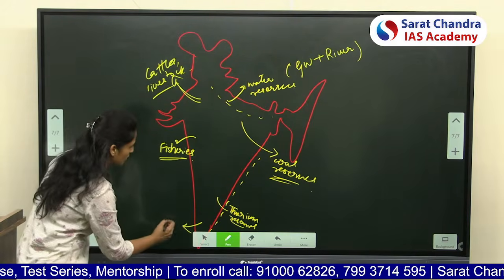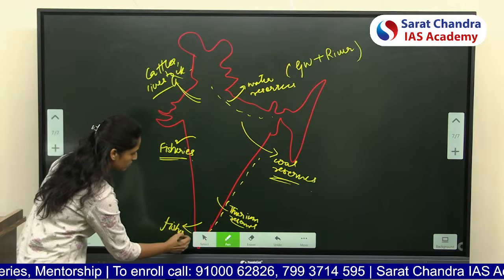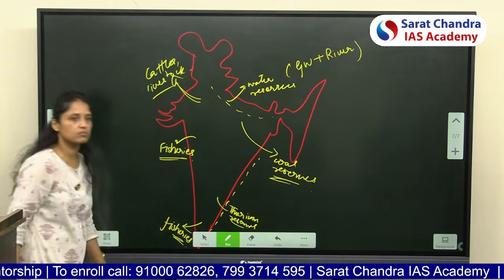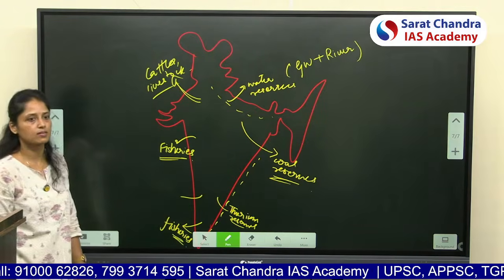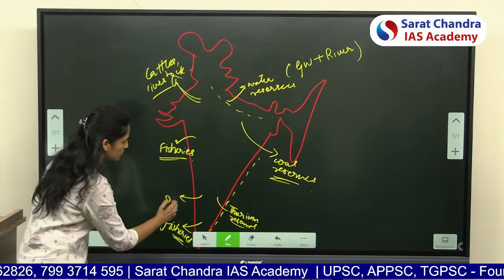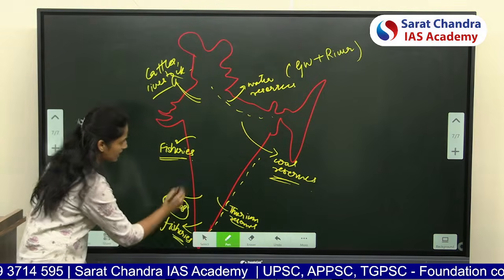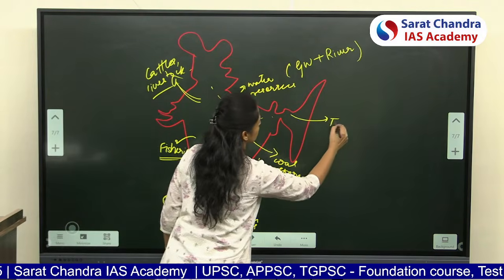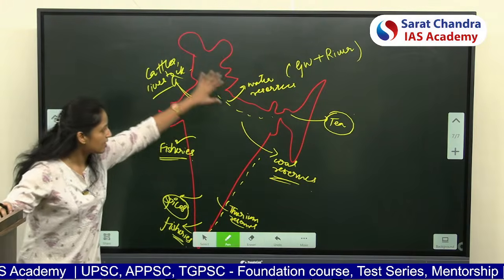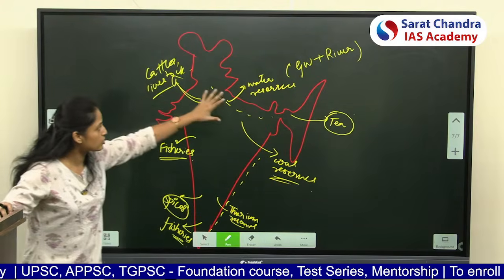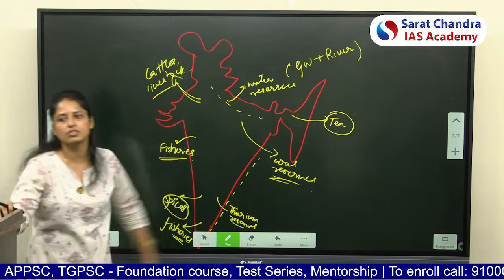Okay, so here also I can write the fisheries. What? Spices. Okay, very good. Tea in Assam, very good. So what we are discussing here is how the population distribution varies based on the resource availability.